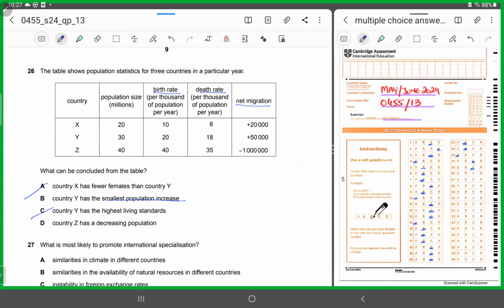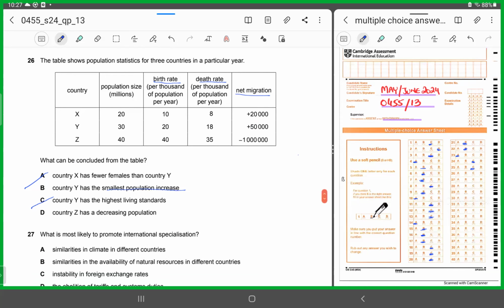D says country Z has a decreasing population. So now we are left with B and D. Now let's solve it first and then find out which is the correct option, B or D. Now, birth rate and death rate. In country X, what is happening? In country X, the birth rate is 10 and the death rate is 8, right? Per 1,000 of population per year.